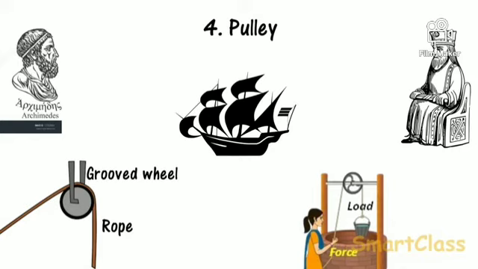A pulley makes work easy and simple by changing the direction of force. Downward force is used to lift the load up. It is easier to pull down than to pull up. A pulley is used to pull water from a well.